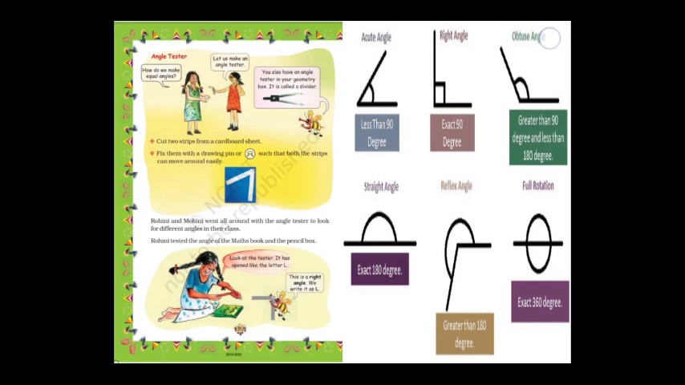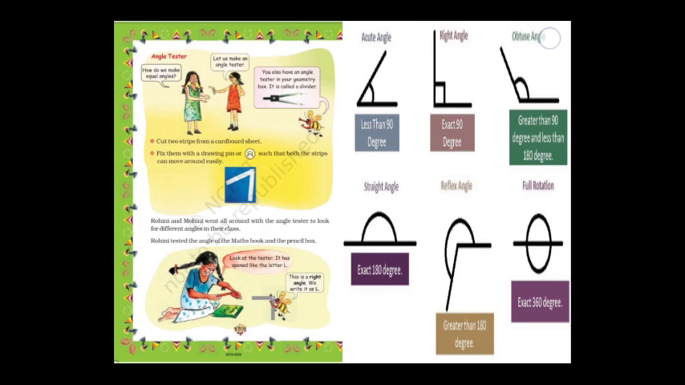And reflex angle means it is greater than 180 degrees. And full rotation means it is a complete angle. What is the example? The best example is a circle. A circle always gives 360 degrees. So it is a complete angle. And also a clock rotates completely in one day, right? So it will be 360 degrees. These are all examples.